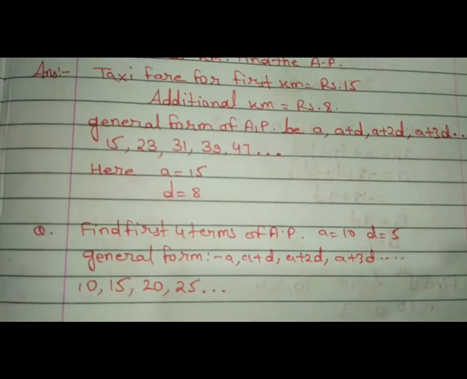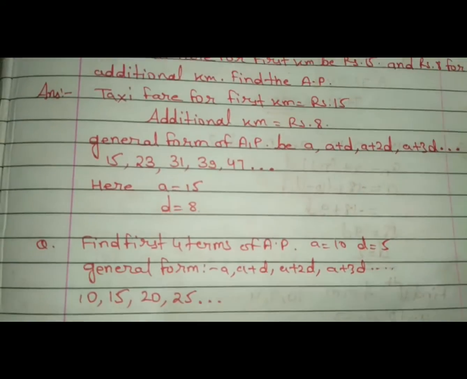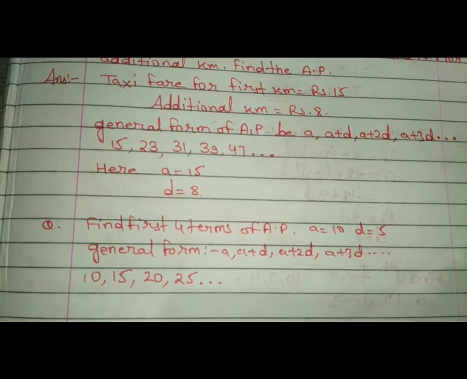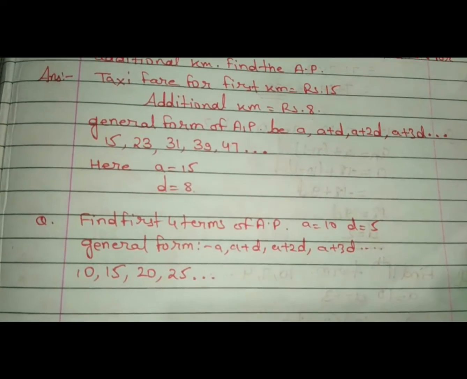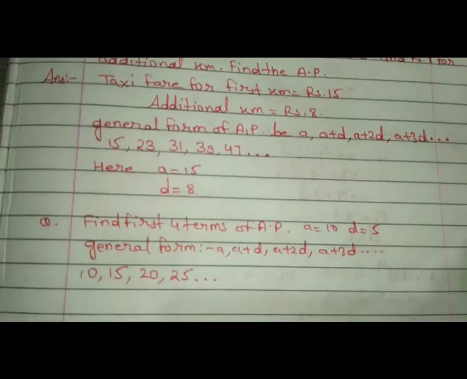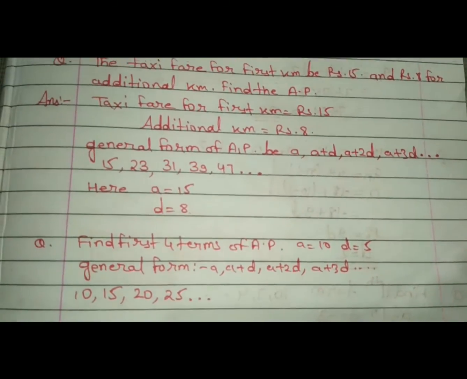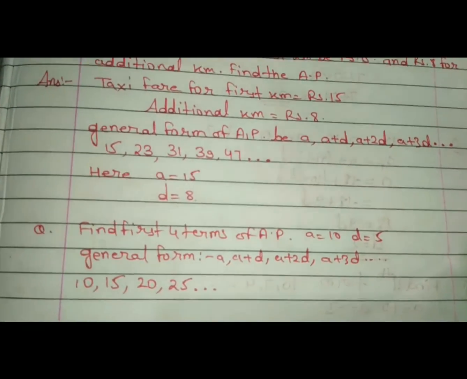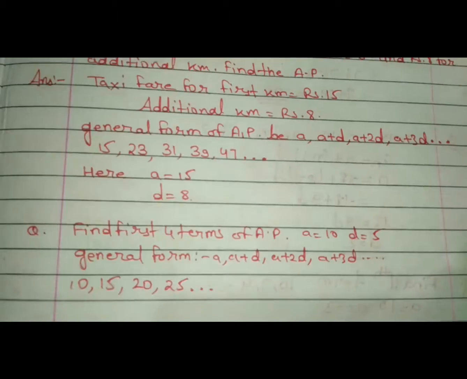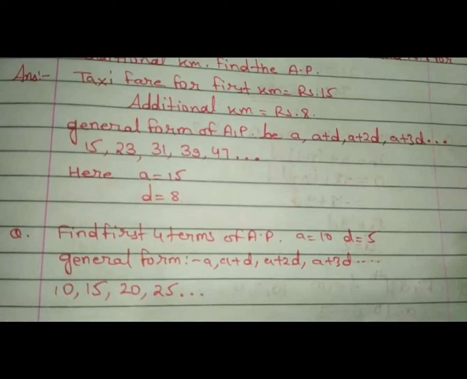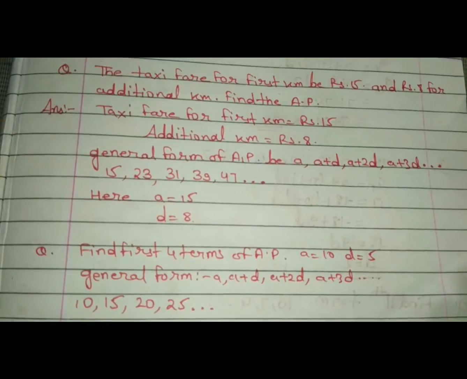And the next question: find the first 4 terms of an AP. Here a equals 10 and d equals 5. The general form of AP, we know, is a, a plus d, a plus 2d, a plus 3d, and so on. So a equals 10, that is the first term. A plus d, that is 10 plus 5, that is 15, then 20, then 25, like that.